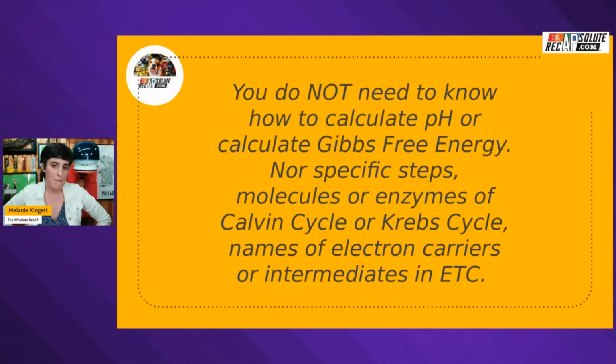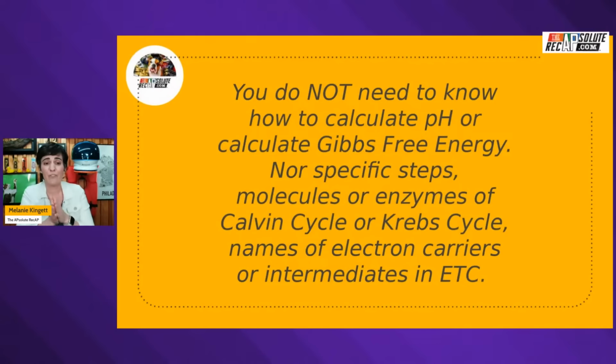But the next one's big. You don't have to know specific steps, molecules, enzymes of Calvin, Krebs, or any of the electron carriers or any intermediate molecules in the electron transport chain. That is huge because I do know that some teachers in AP Bio have asked that of you, and I don't fault them for it. I think I do a lot of it in my own explanation because I think it's a fuller picture of what's happening. But you don't have to.